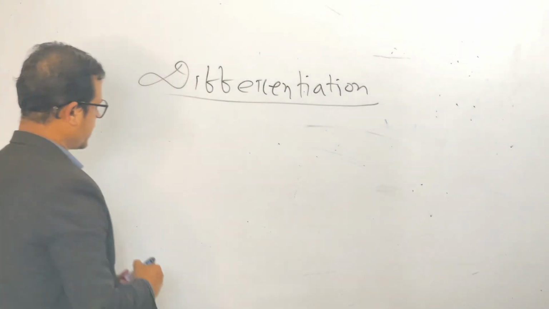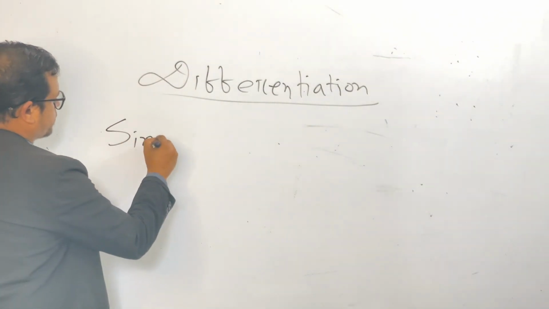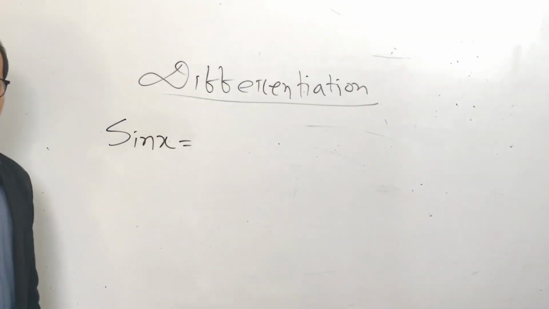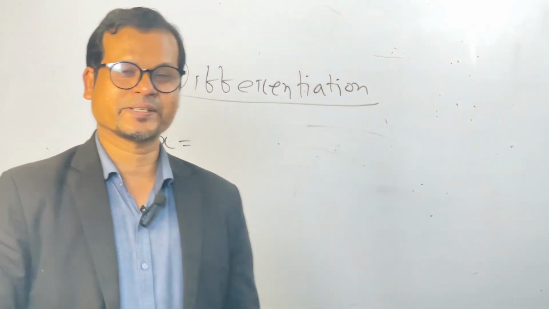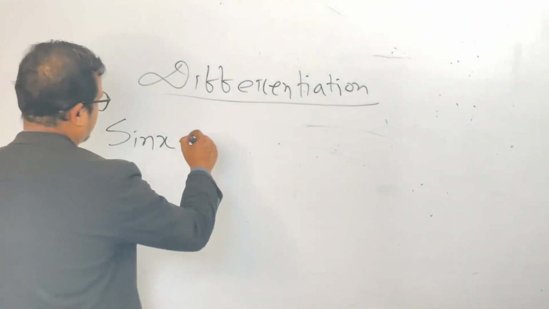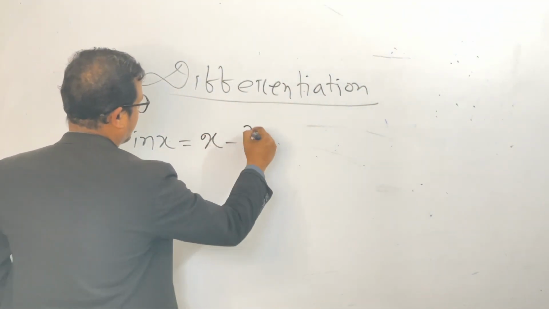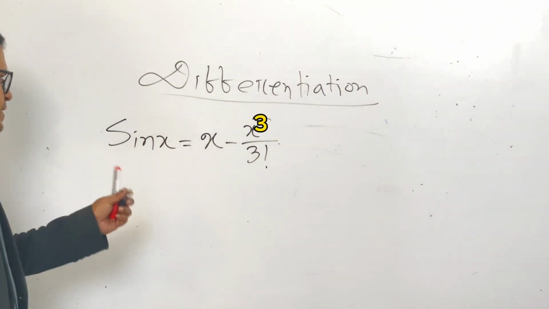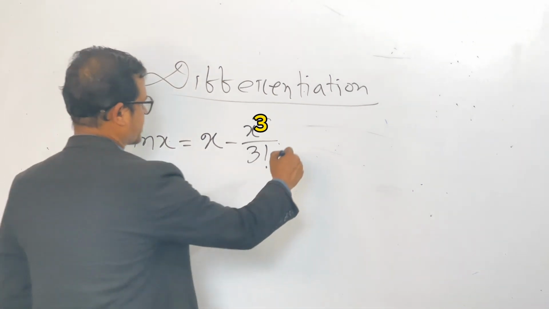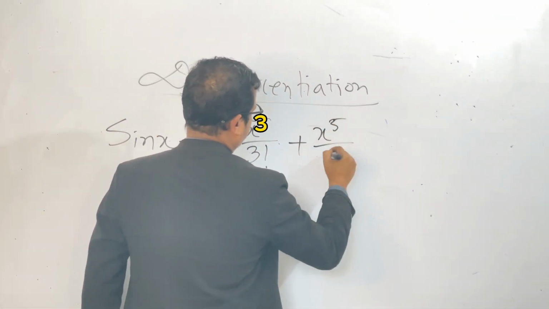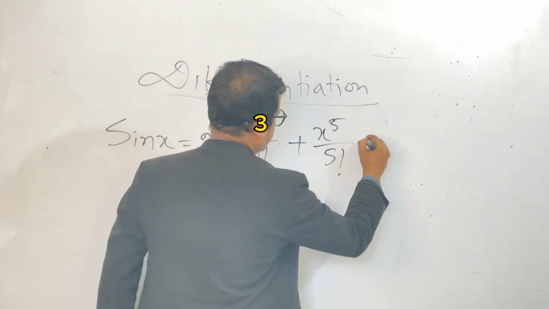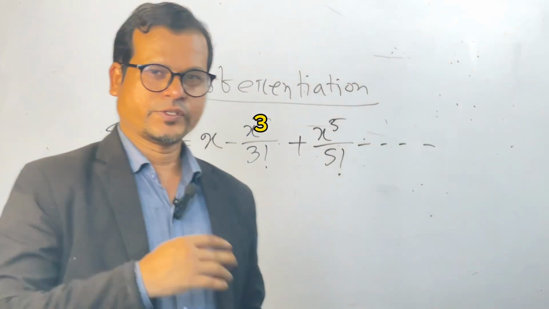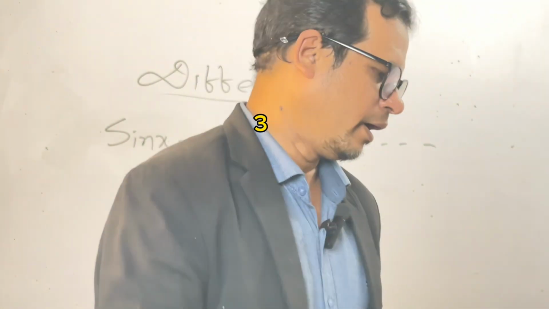Differentiation. What is the value of sin x? What is the series of sin x? Can you tell me? Okay, fine. Starting x minus x cubed over 3 factorial, plus x to the power 5 over 5 factorial. This way it will go forward. This series you have to remember.